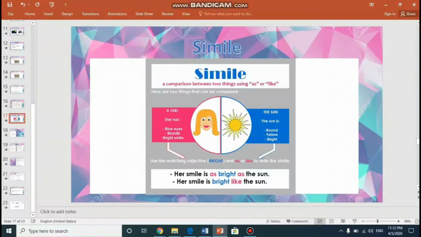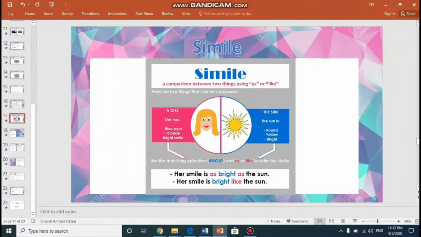I have the sun on the right side, and for the sun, I have that the sun is round, the sun is yellow, and the sun is bright. So now I have these different features. I want to combine them together, and you can see that the sun does not have blue eyes, so I cannot talk about blue eyes. I cannot talk about the hair being blonde because the sun is not blonde, but rather the sun is yellow. And last but not least, I have a bright smile and the sun is also bright, so bingo. I have matching adjectives that I can use in a sentence.